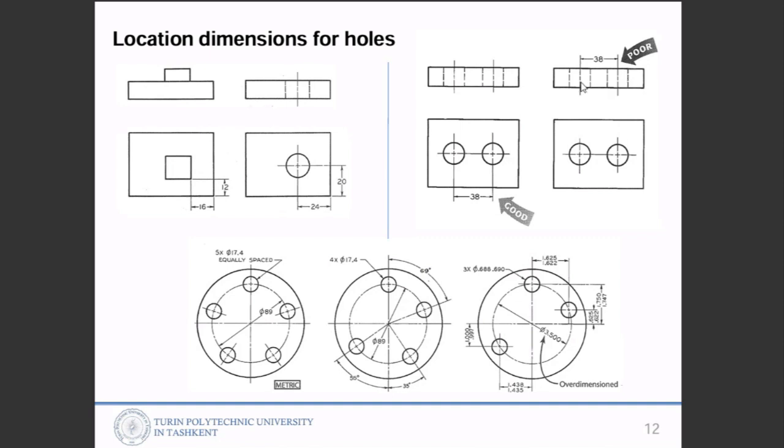Instead, you can choose this as the top view. In the top view you can add this dimension, like 38. That's correct, because we can easily see the two holes from the top, and then you can write the dimension here. So use visible views to add dimensions. So that's correct, that's wrong.